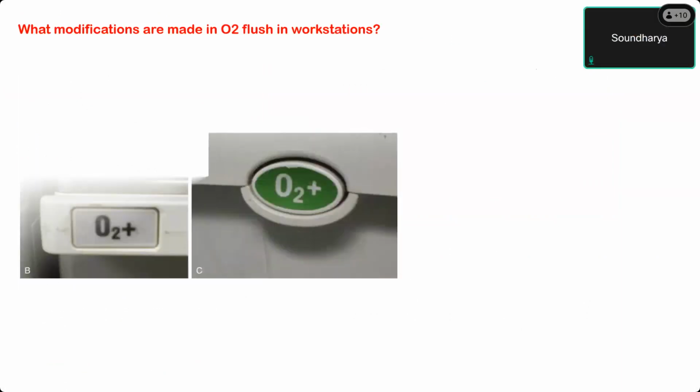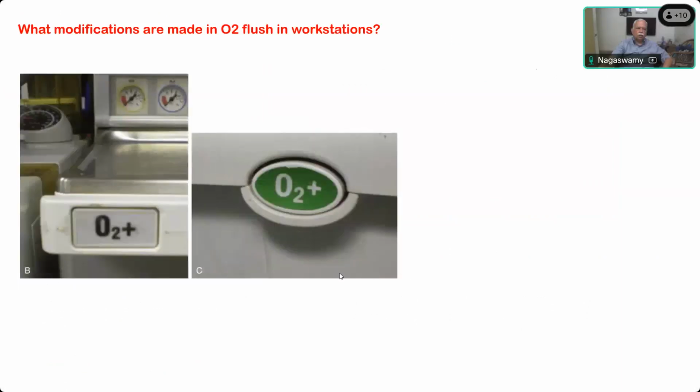And what modifications are made in the oxygen flush in the workstation? There are two oxygen flush types. This is the older type and this is the newer type. This is the oxygen flush in the older workstation, and this is the newer workstation. What is the difference you find? The older one projects out, so it can be accidentally activated even by your elbow or anything. But here, there is a protective bar, just like what I showed earlier for the flow meter knob, which will not allow you to touch it, and it will slide back to its original position.